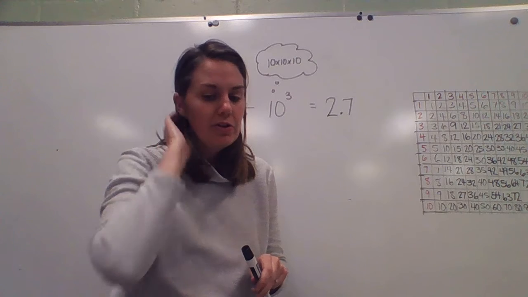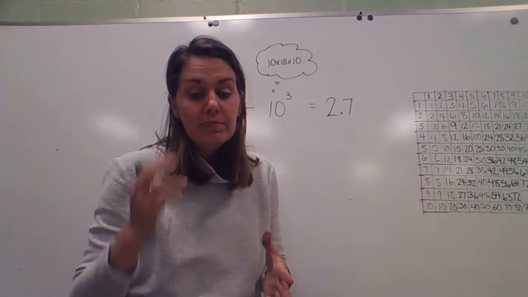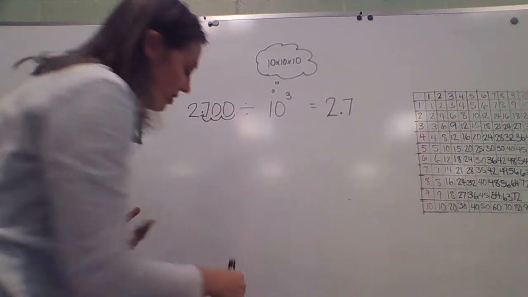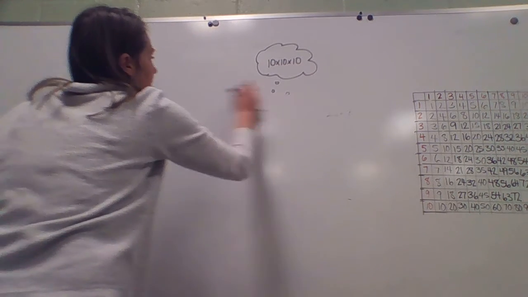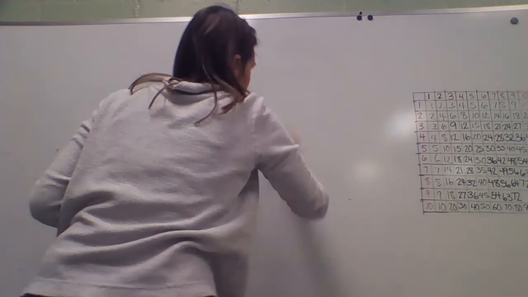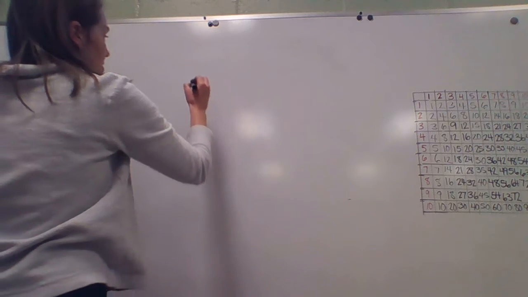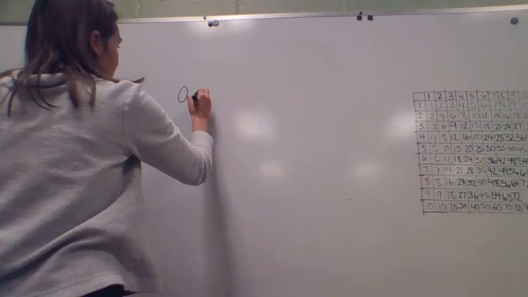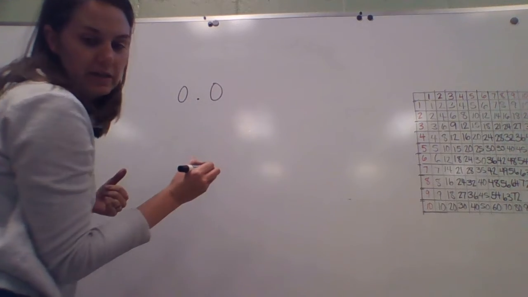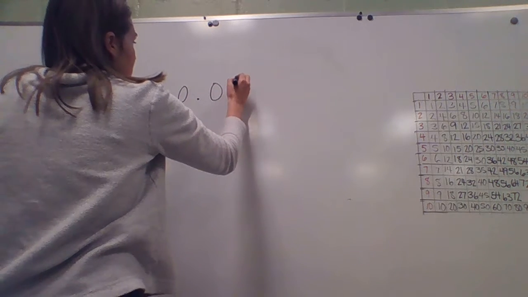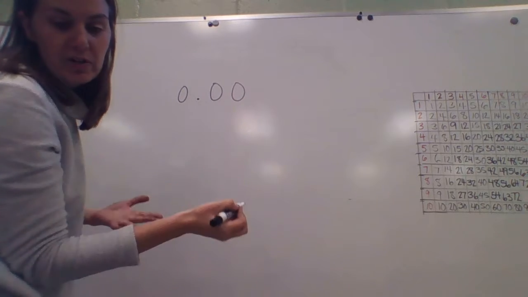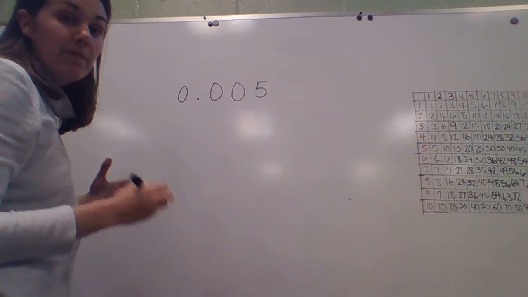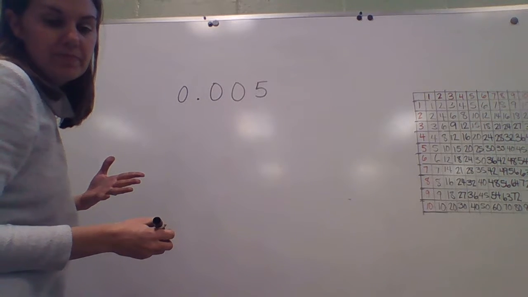Okay, that'll do. All right, so number 3, you have ones, tenths, hundredths, and thousandths on your chart. So we start off with 0 in our ones place, our decimal point, 0 in the tenths, 0 in the hundredths, and 5 in the thousandths, or 5 thousandths, right?